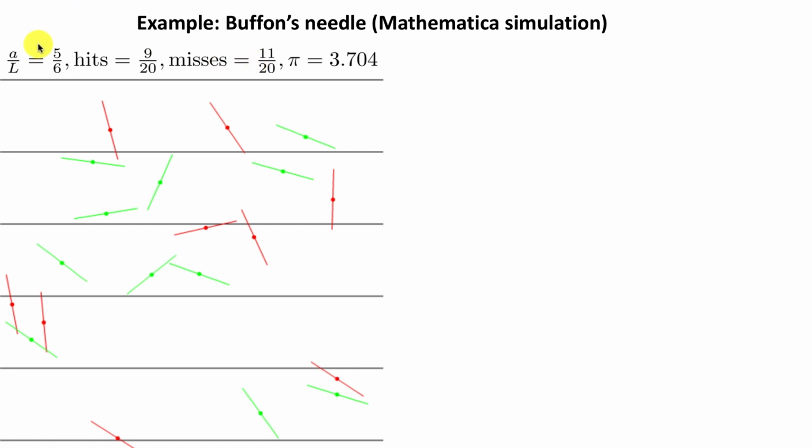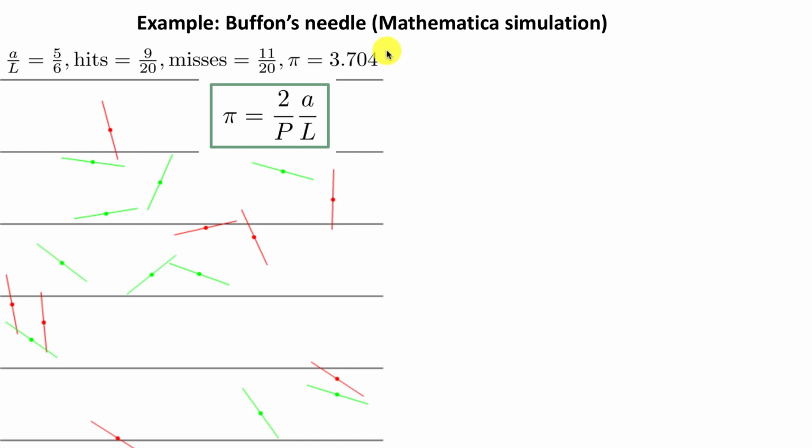One can adjust parameters over here, and what I did was I took A over L to be 5 over 6. You can take it to be 1 over 3 or 9 over 10 or whatever, but A has to be less than L. That is to say, the length of the matchstick or the needle has to be less than the distance between the two parallel lines. Anyway, if we apply our formula, we get a value for pi which is not very good, but it is still in the correct order of magnitude range, 3.704.